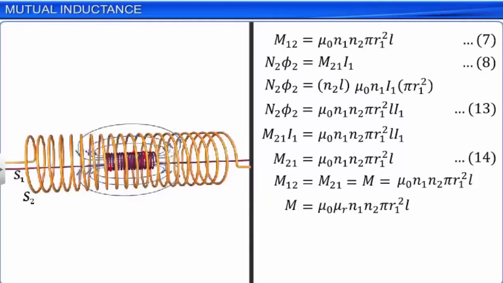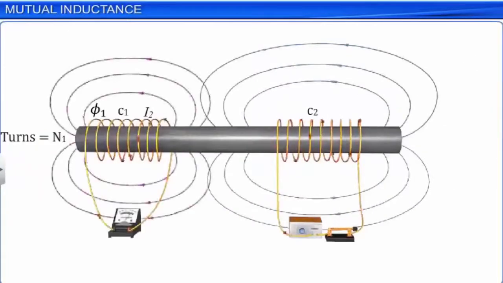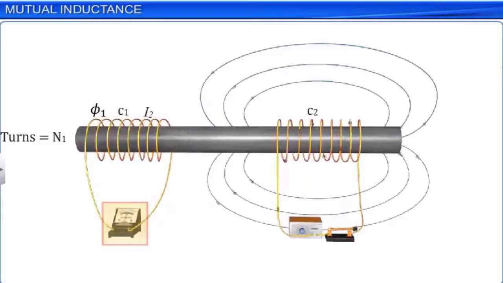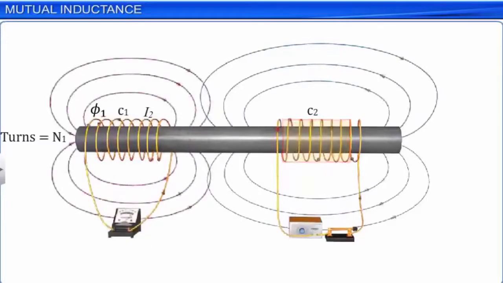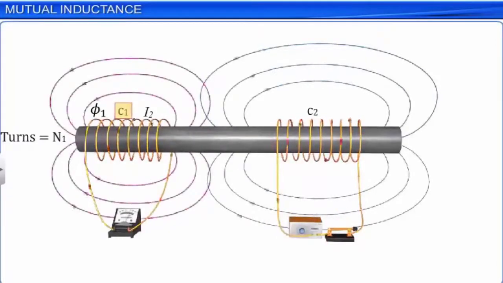Let us now take a look at how a change of current affects mutual inductance. Let us consider an experimental setup in which there is a coil C1 that is connected to a galvanometer G and another coil C2 connected to a battery. EMF is induced in coil C1 whenever there is any change in current through coil C2.